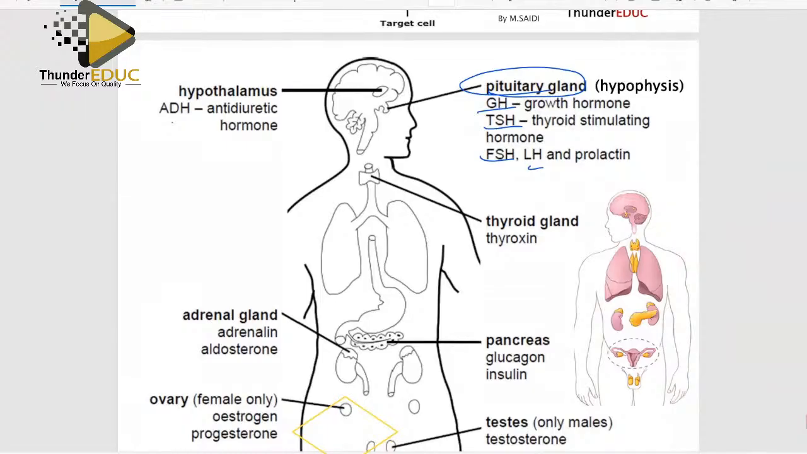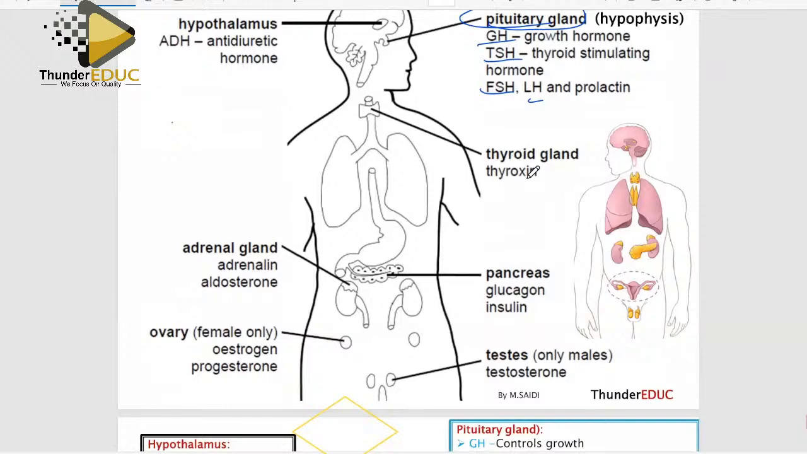Just guys, just one second. That is the pituitary gland. Okay, guys, sorry for that.